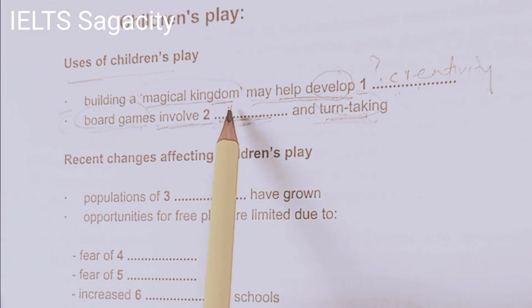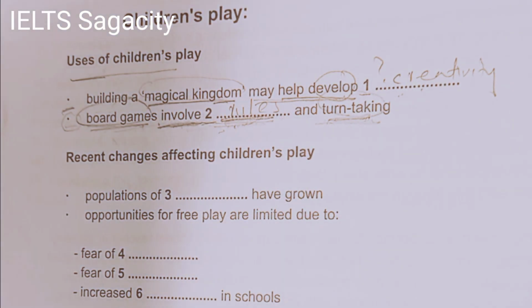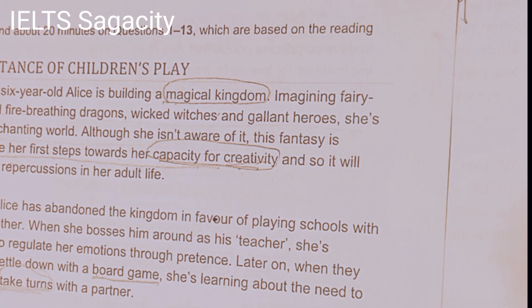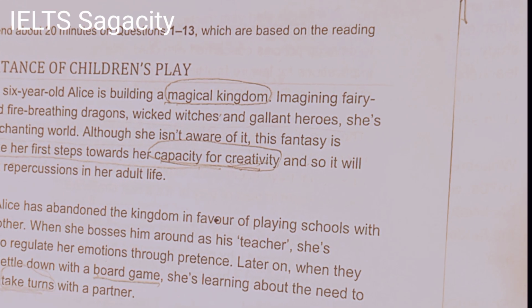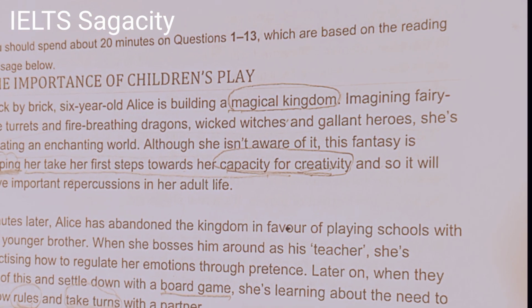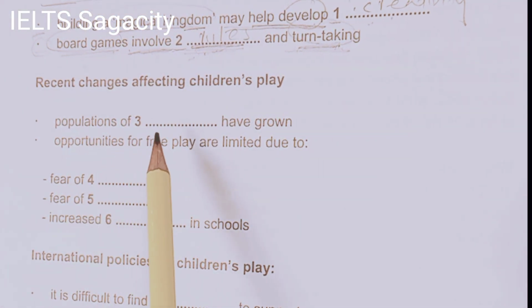So the answer would be rules. This is how we find out the answers. We not only look for keywords, but also we try to make sure that it is grammatically correct. And the next question that we have got is: populations of dash have grown.